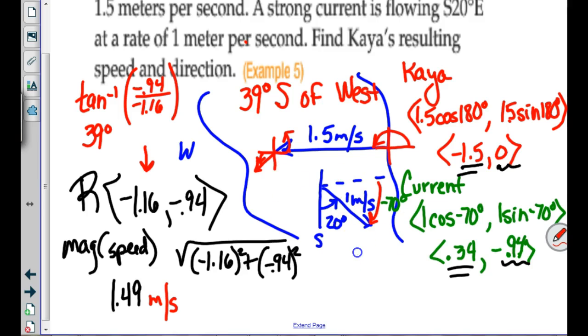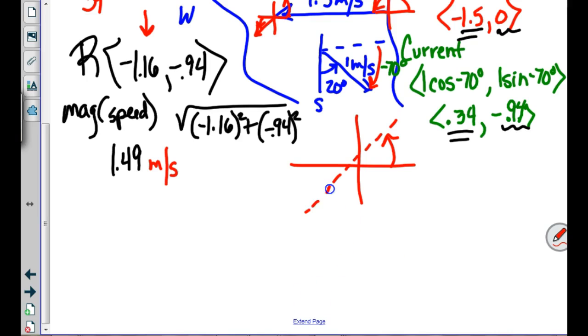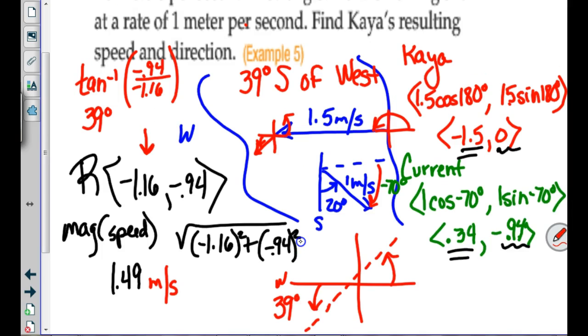Let me draw that a little bit bigger. But what happened is we got an angle here of 39 degrees, but it's really in the quadrant 4 here. Okay. Quadrant 3, thank you. Did I say 4 earlier? No. So it's 39 degrees here. So this is west, and it's going towards the south. All right. So it's pushing her way off course, but it's not slowing her down too much, which I was kind of confused by, but I think it's just because it's not very fast. All right.